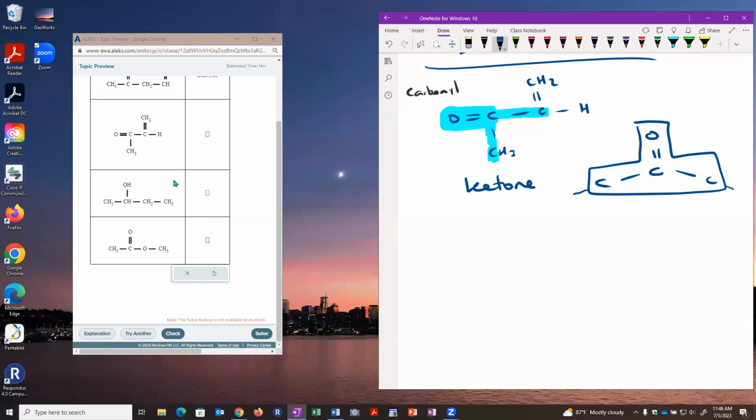All right, so you want to go through that list of organic functional groups, get familiar with it, and learn how to identify the different functional groups.